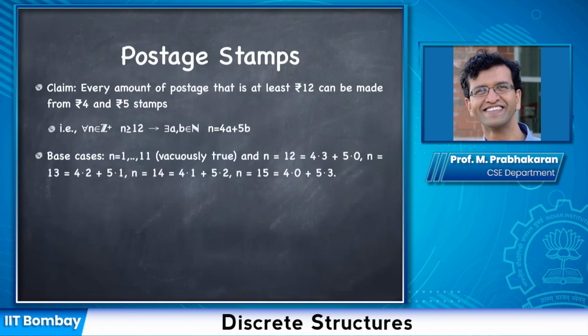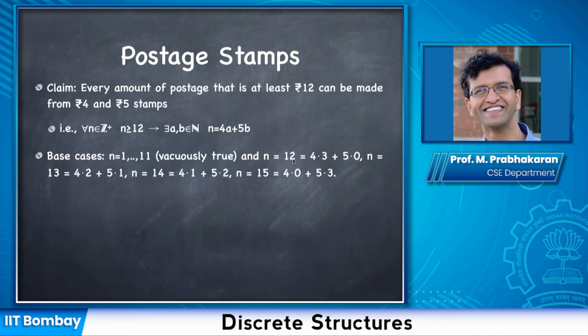So the base case, so how are we going to prove this? I'm going to write these as all base cases, not just one base case. I'm going to use several base cases. So n equal to 1 to 11 are all vacuously true. The interesting things start after that.